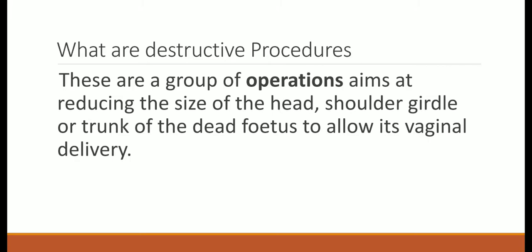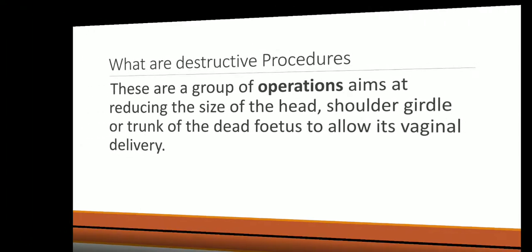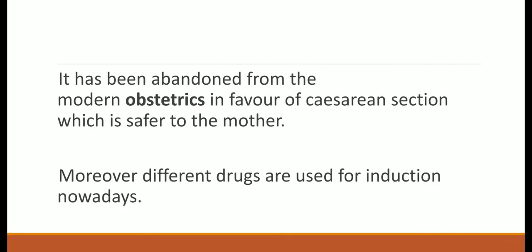The destructive procedures are basically the group of operations which aim at reducing the size of the head, shoulder girdle, or trunk of the dead fetus to allow its vaginal delivery. Basically, we have to reduce the size of the fetus in different ways so that we can allow easy delivery. That's why different procedures are performed.